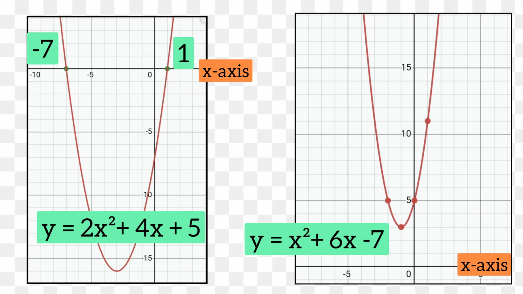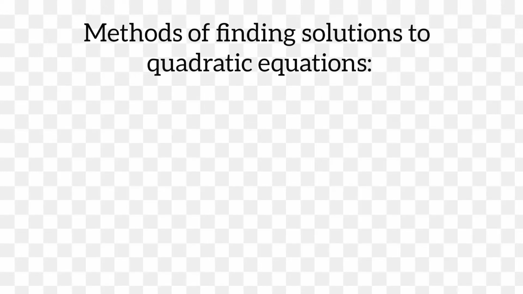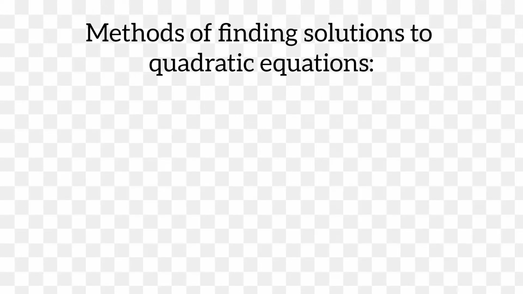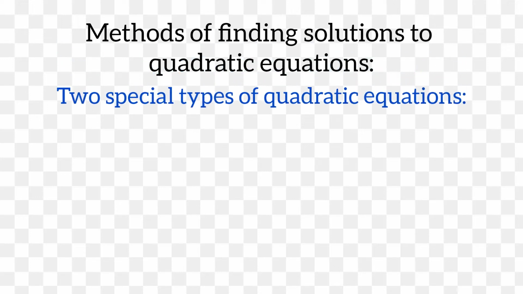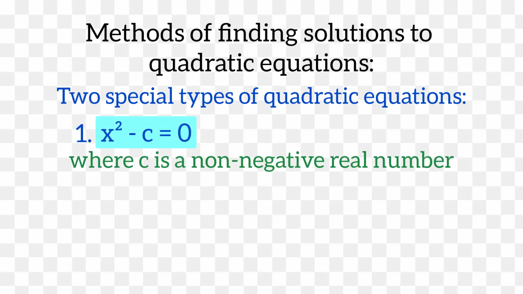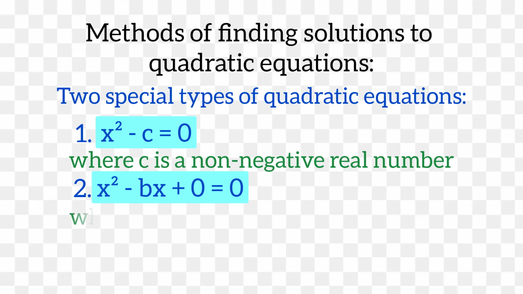Now let's discuss different methods of finding solutions to a quadratic equation. But before we begin, we will take a look at two special types of quadratic equations. Number 1, those that do not contain the x term and can be written as x² - c = 0, where c is a non-negative real number. Number 2, those that can be written as x² - bx = 0, or those that do not have a constant term c.